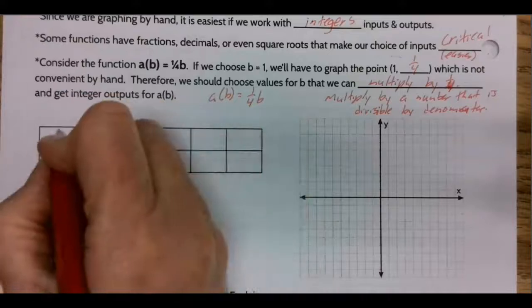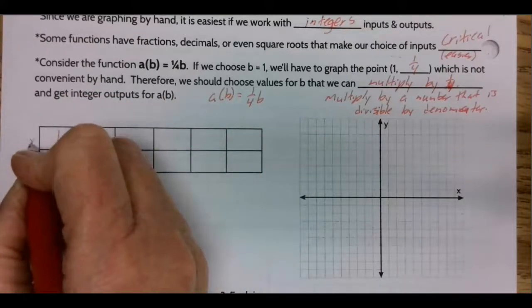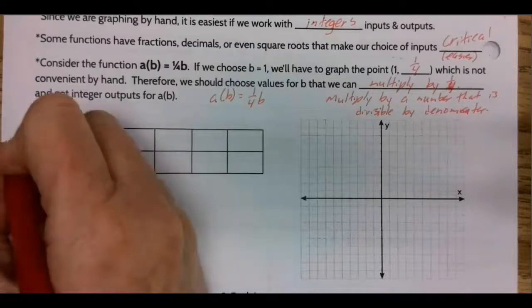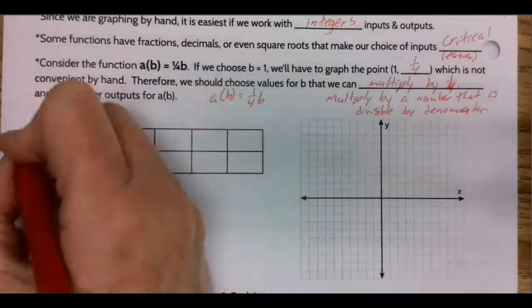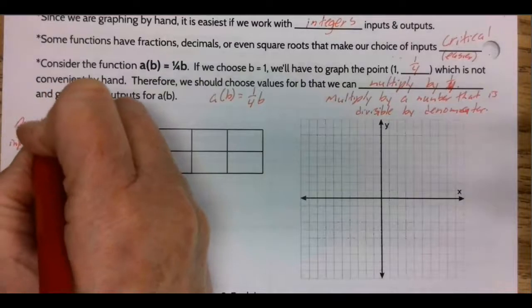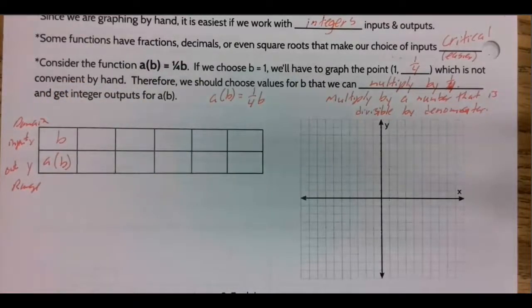Okay, so here we're finding b, and we're finding a of b. This is going to be our x value. This is going to be our y value. This is our input. This is our output. Those all mean the same thing. This is our domain. This is our range. Okay, they all are talking about the same things.